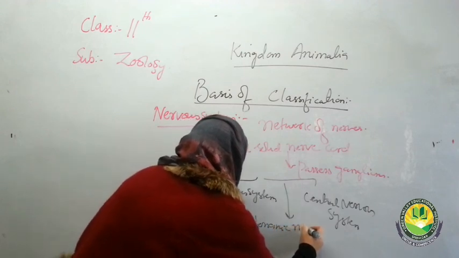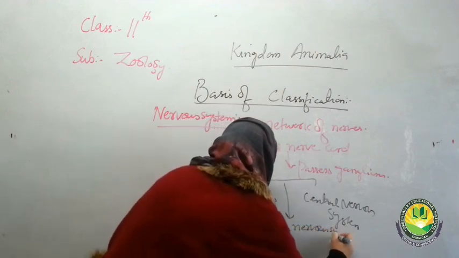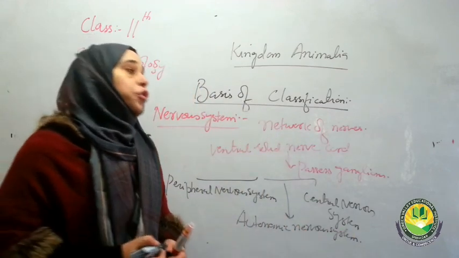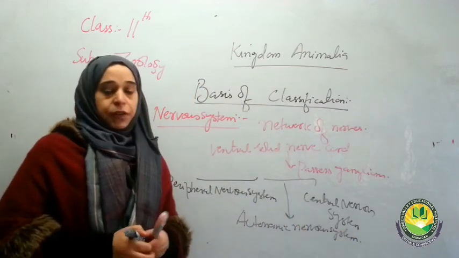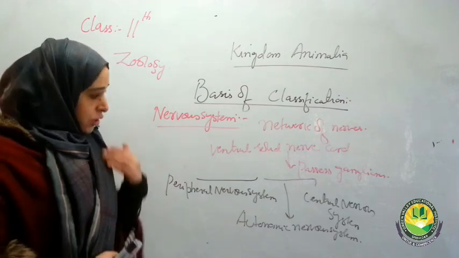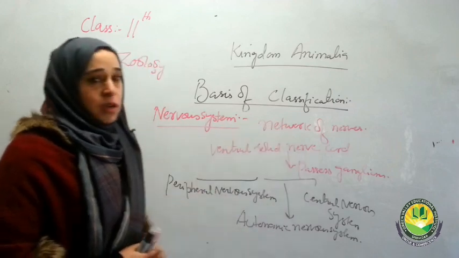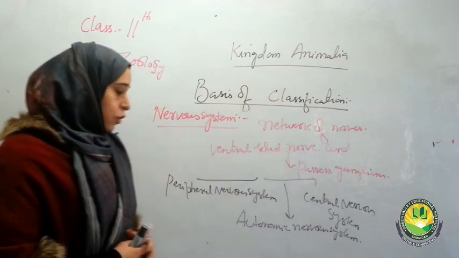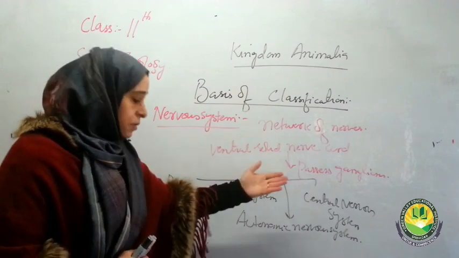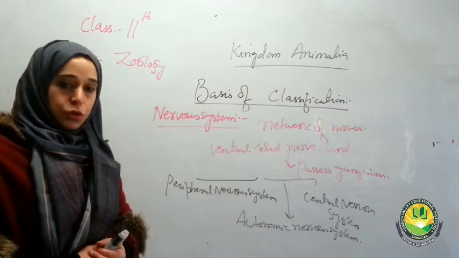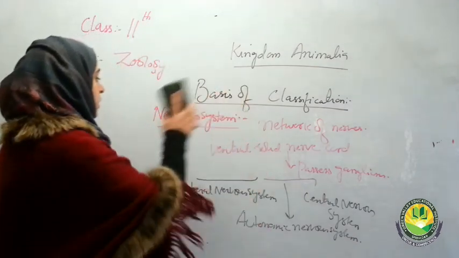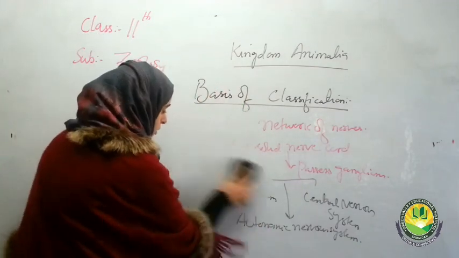That means, dear students, while going through the different phyla and classes of kingdom Animalia, we will be able to see animals, some possessing only a network of nerves, some possessing ganglions, and some possessing all three systems, that means the peripheral nervous system, central nervous system, and the autonomic nervous system. Then let's move to another type of system, that is the skeletal system.